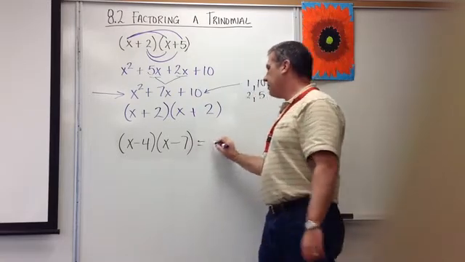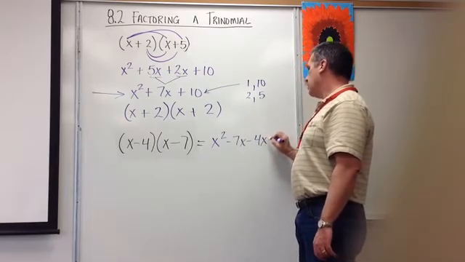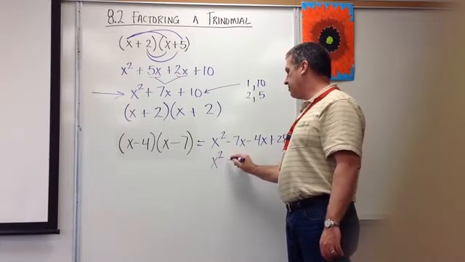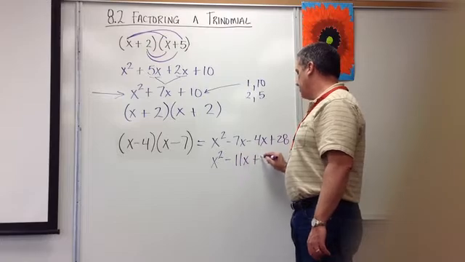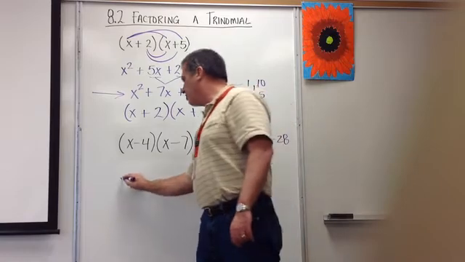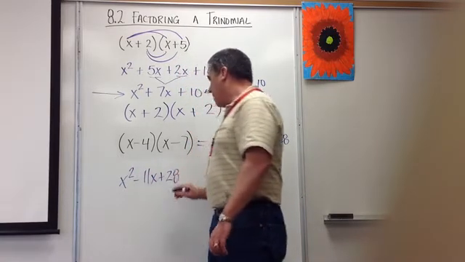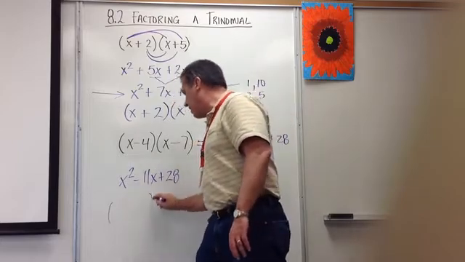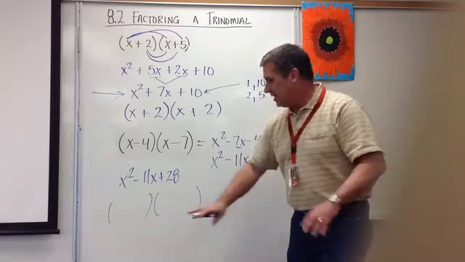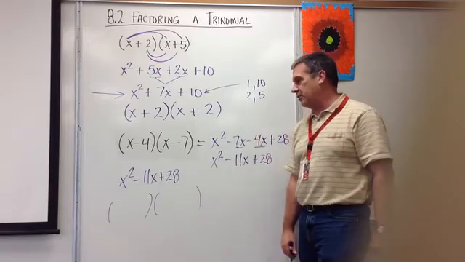If I FOIL this, I get x squared minus 7x minus 4x plus 28. If I simplify that, I get x squared minus 11x plus 28. Add these two together to get negative 11x. So now if I'm starting here at x squared minus 11x plus 28, and I'm asked to just factor that, that means break it down into a product of two binomials. Everything we do in this section, the answer is going to be two binomials multiplied together. That's the biggest factoring that we're going to do.